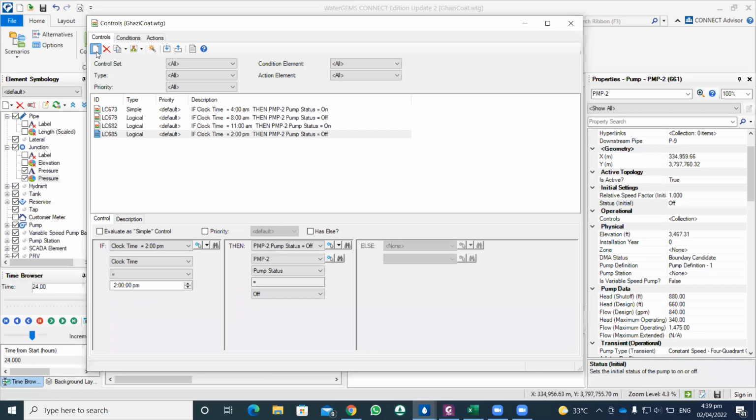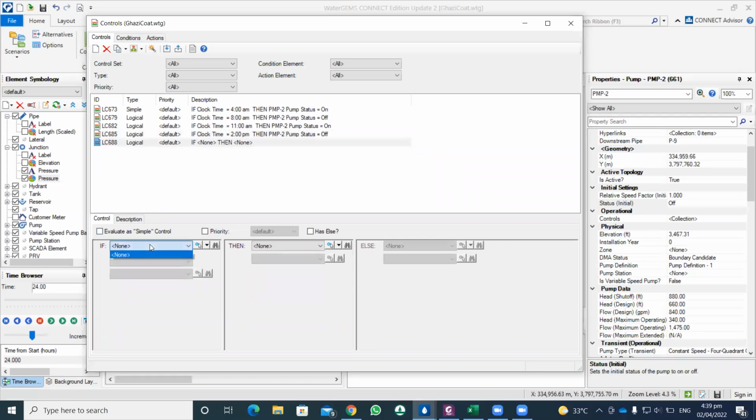So I will add another condition, a simple new condition, clock time. There are also some different options. Based on that, you can also control the closure of a pipe or the valve, and the pump as well. And so based on that, you can use these different options as well.